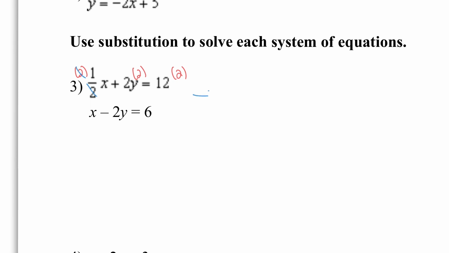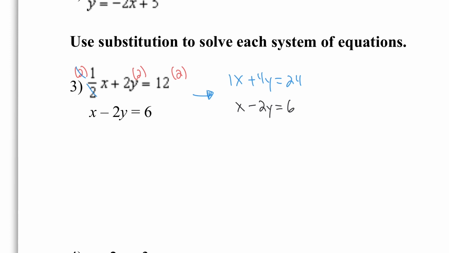So I'm going to have the 1x right here. Then I'm going to multiply the 2 times 2y times the 2. That's going to be a positive 4y. And on the other side, you guys have the 12 times 2, and that's going to be 24. Now, like I said, guys, the bottom equation will stay the same because it doesn't have a fraction. You guys don't have anything else, so it just stays the same.